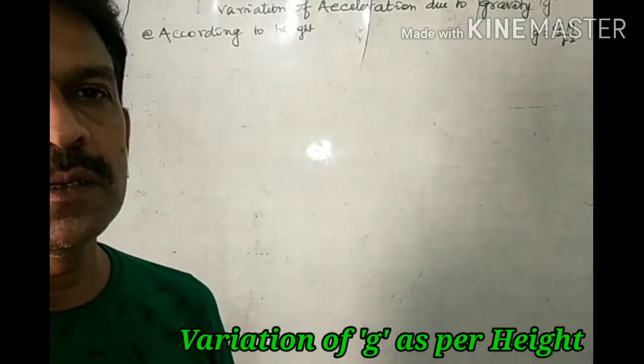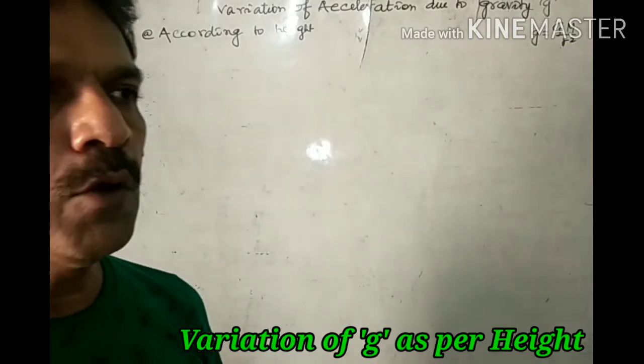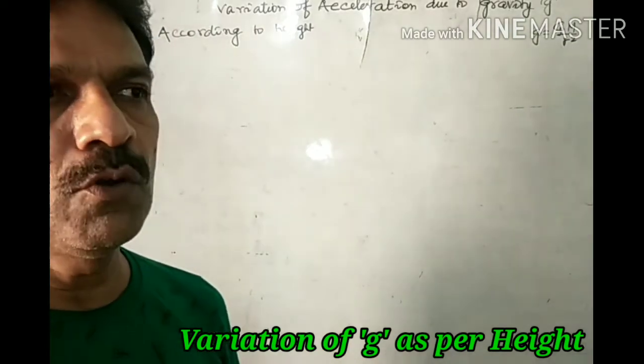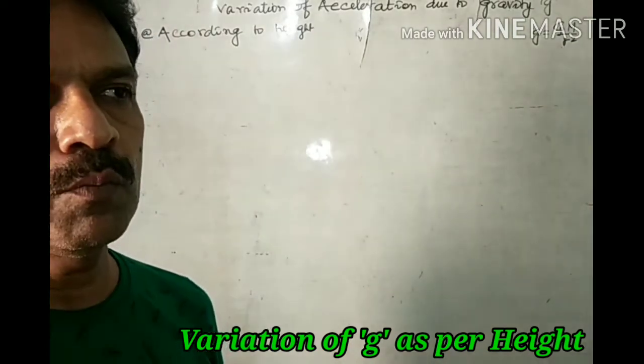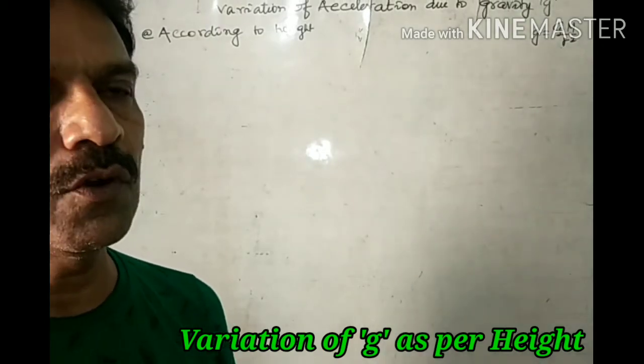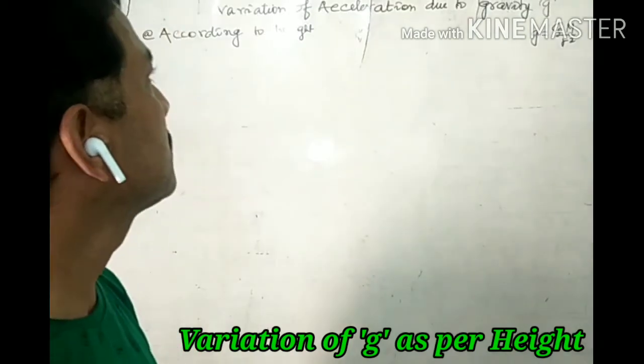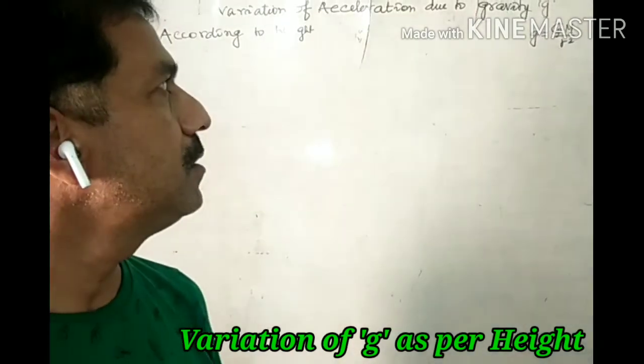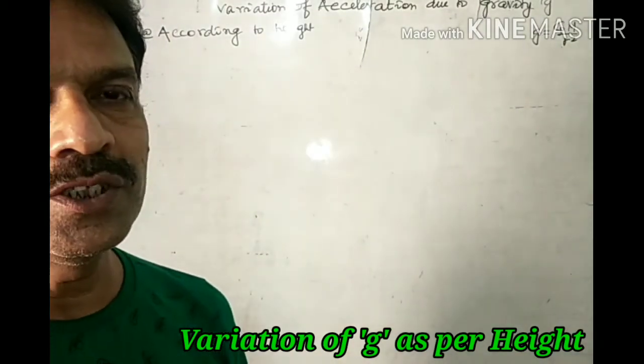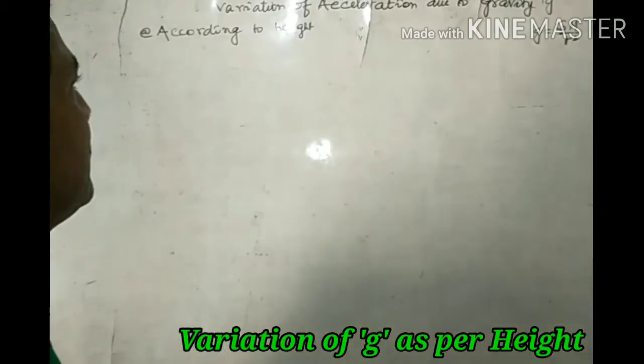That means see how it will change when you go from pole to equator. We shall discuss variation of acceleration due to gravity on these 3 points. First point is according to height.